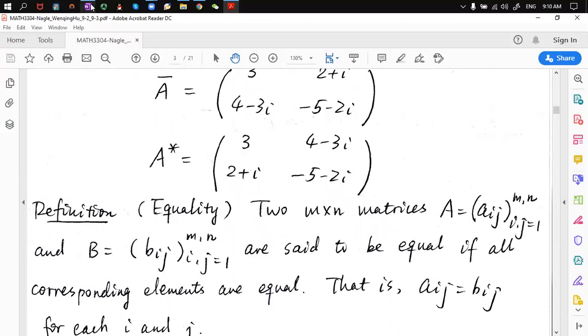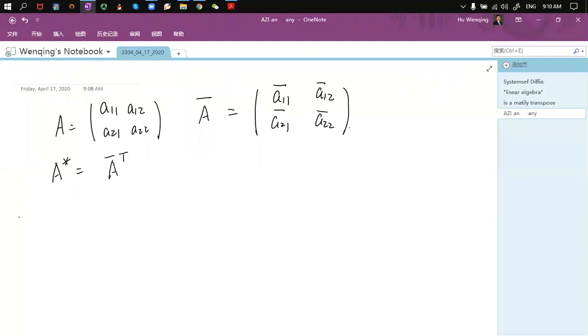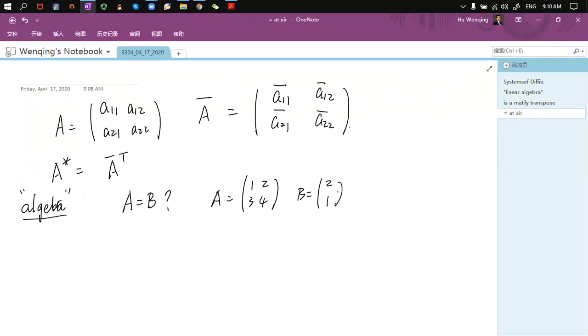Okay, so now we would like to build an algebra, right? Our goal is to build an algebra for matrices. What does it mean, an algebra for matrices? An algebra simply means that you have to say, well, what is A equal to B? So how do you say equality, A is equal to B? If A is equal to 1, 2, 3, 4, and B is equal to 1, are you going to say A equal to B? No, right? That's because A and B don't have the same size.